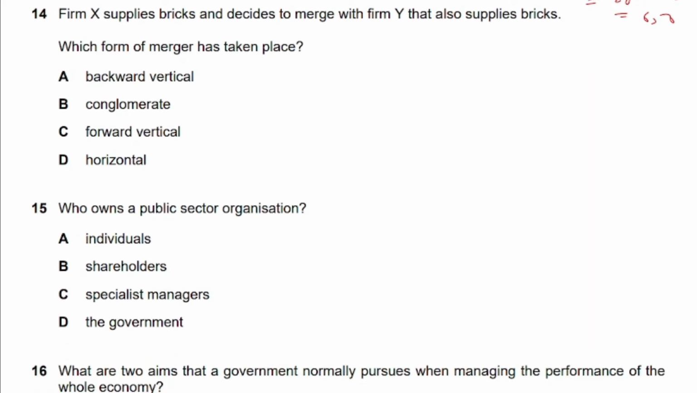Question number 14: a firm X supplies bricks and decides to merge with firm Y that also supplies bricks. When two firms which are involved in the same industry and same stage of production merge, that is a kind of horizontal integration.